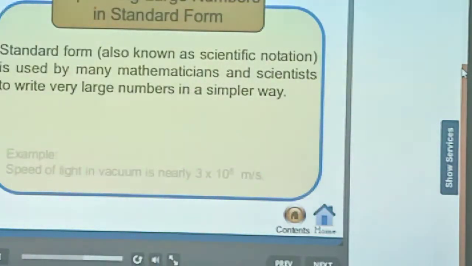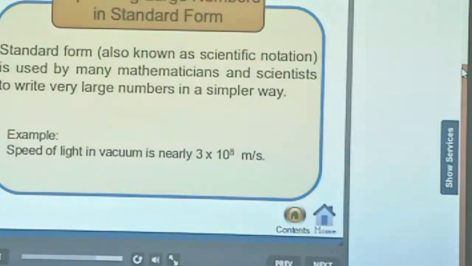Large numbers in expanded form. This is the speed of light in vacuum, 3 multiplied by 10 to the power 8 meters per second, which means light travels 3 into 10 to the power 8 meters in 1 second. In science, we need very large numbers and very small numbers, and for those we need the standard form or exponential form also.